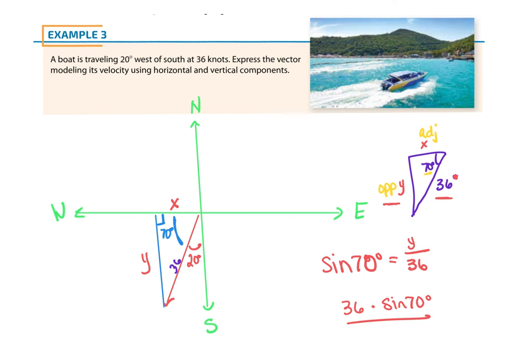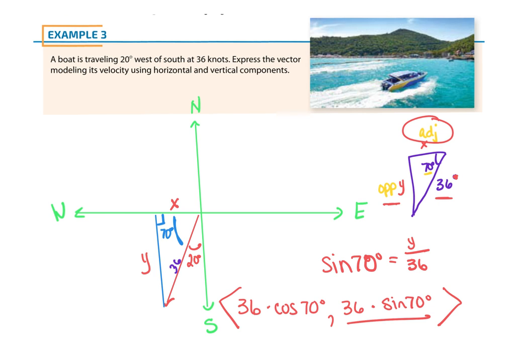So then what do you think is going to be my horizontal movement? Which trig function deals with adjacent and hypotenuse? Cosine. Cosine is going to be the 36 times the cosine of 70 degrees. And that's going to be my vector right there. My vector is going to be my hypotenuse times the cosine, and then hypotenuse times the sine. That's my X movement and my Y movement, okay?